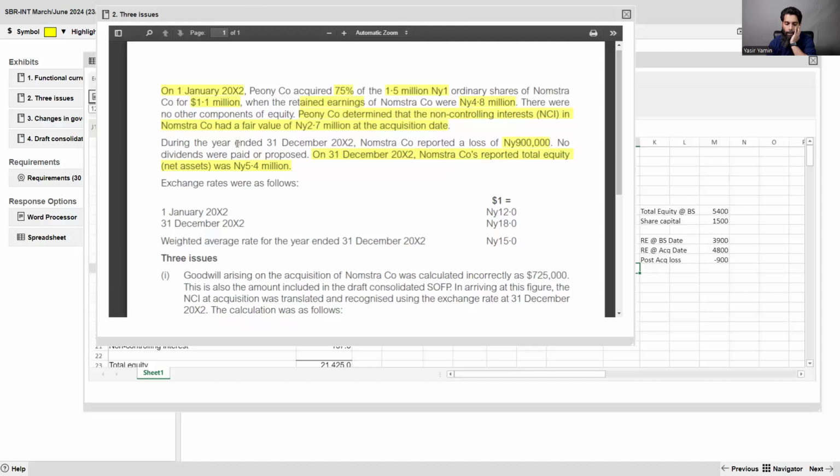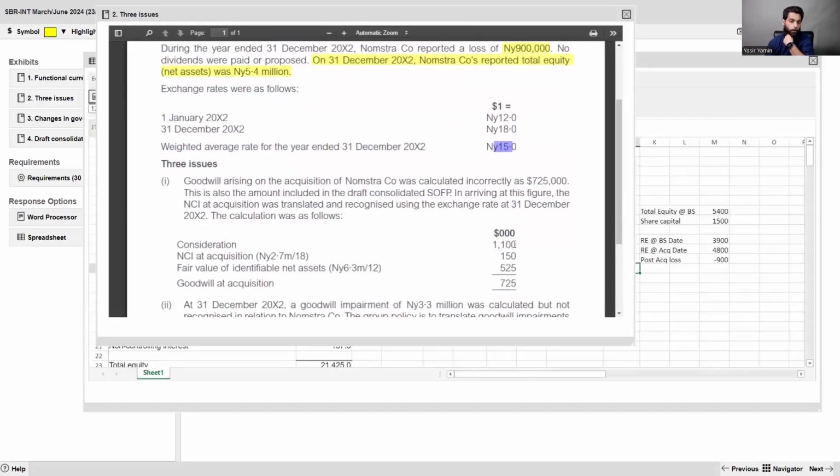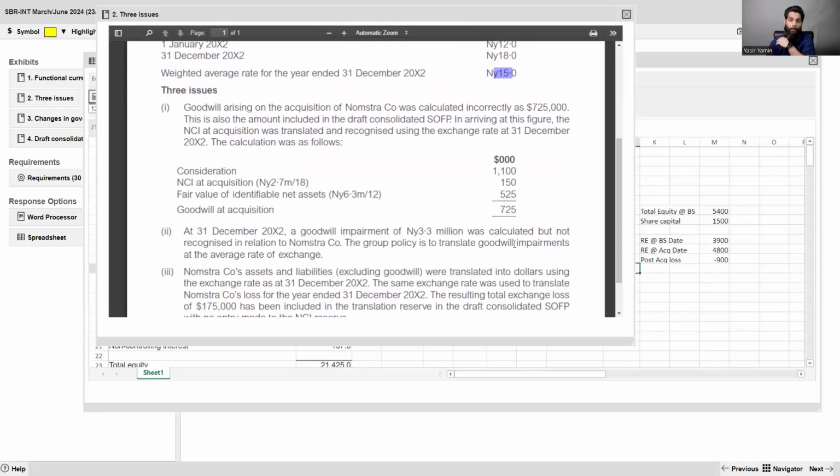Okay. Then the examiner has provided you some exchange rates. The exchange rate at the date of acquisition, which is 1st January 20X2, was 912 per $1. Then there is the 31st December 20X2 rate, which is the closing date exchange rate, which is 918 to $1. And then there is a weighted average rate for the year ended 31st December 20X2, which is 915 to $1. All right. So we have been provided with exchange rates as well. Now, the examiner has provided you some three issues, and we'll read these three issues and try to solve them.